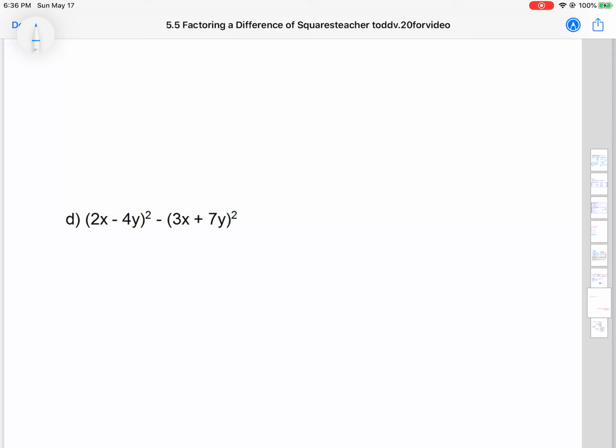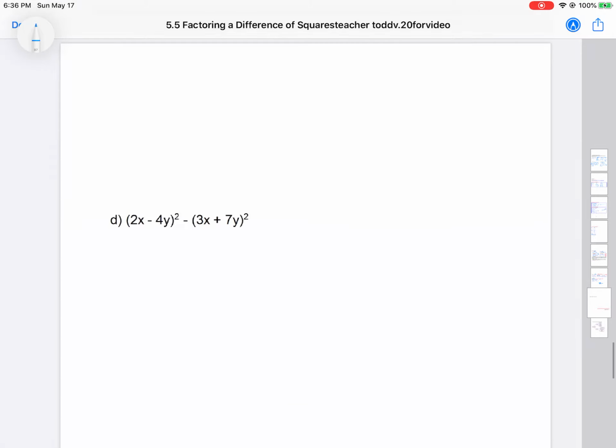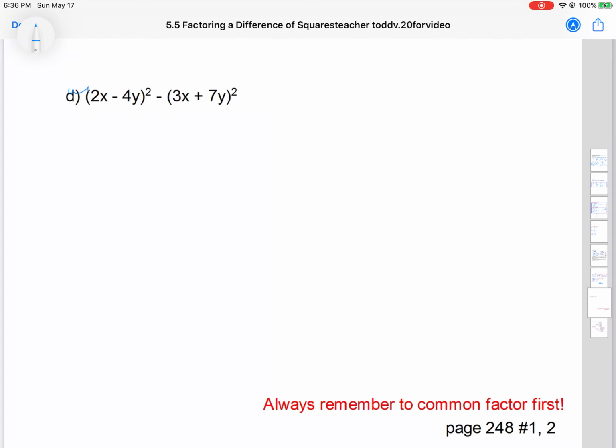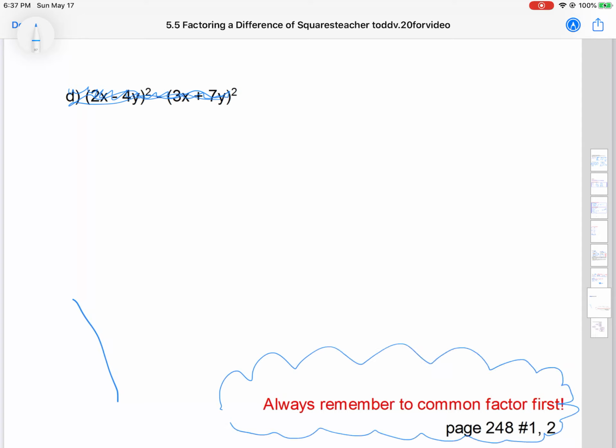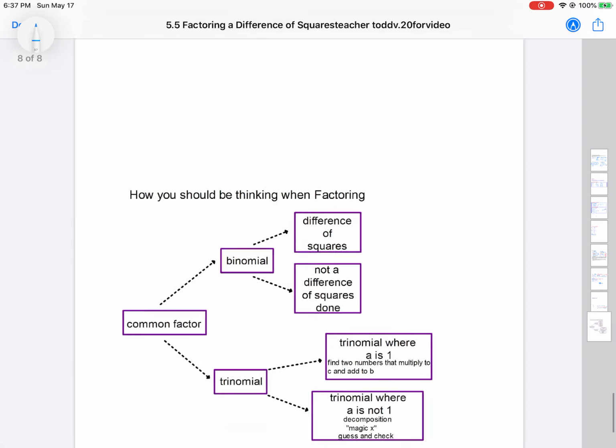Okay, this question, let's just cross it out. We're not going to deal with this at this time. It won't look like that. Okay, so always remember to common factor first. And there's not that many questions for homework, so give them a try.